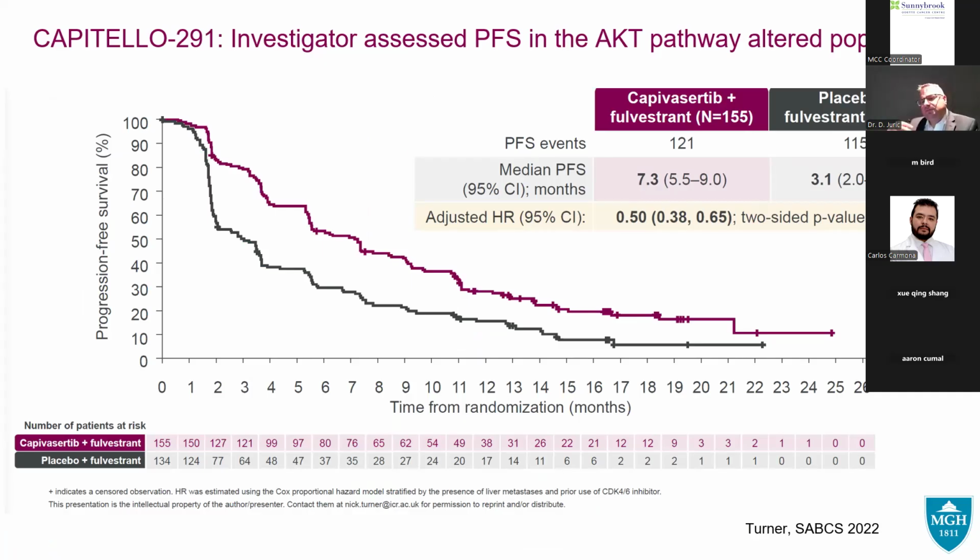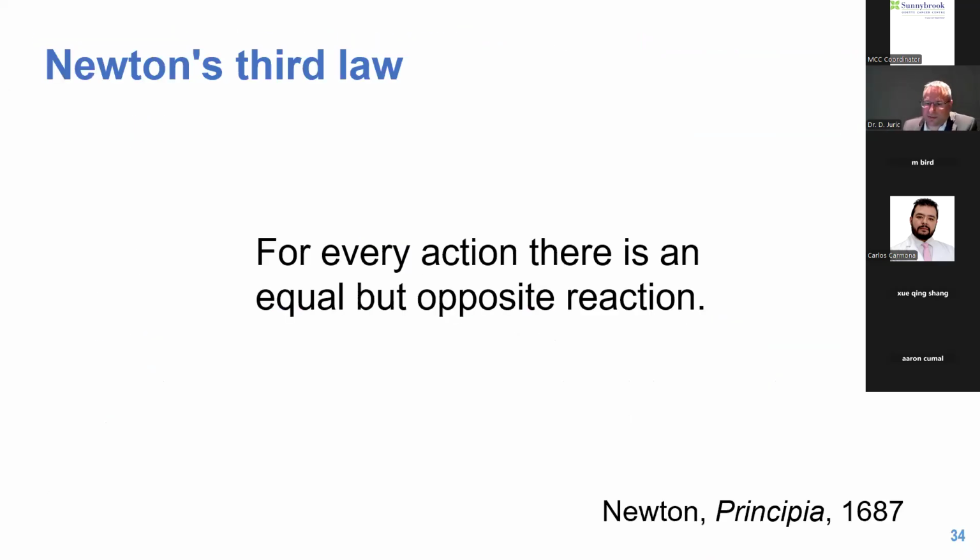Subsequently, additional strategies were developed, specifically the AKT inhibition with capivasertib, which gives you a hazard ratio of about 0.5, with 7.3 months versus 3.1 months. But there, you're kind of moving a step away from that activated protein. And the question is, is this the best approach?